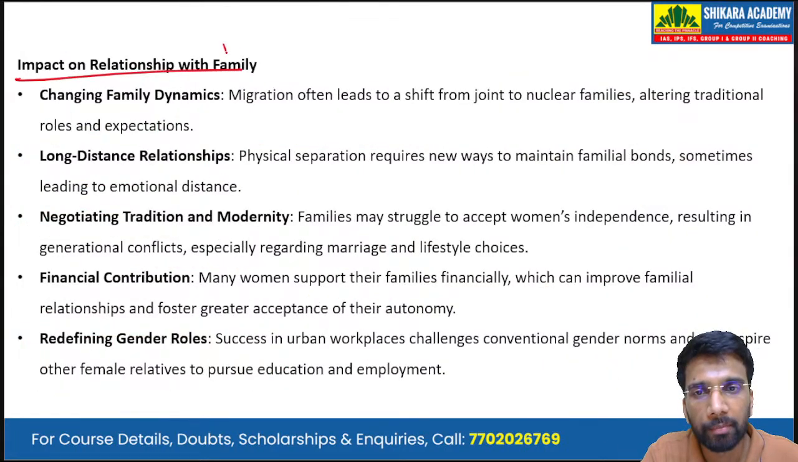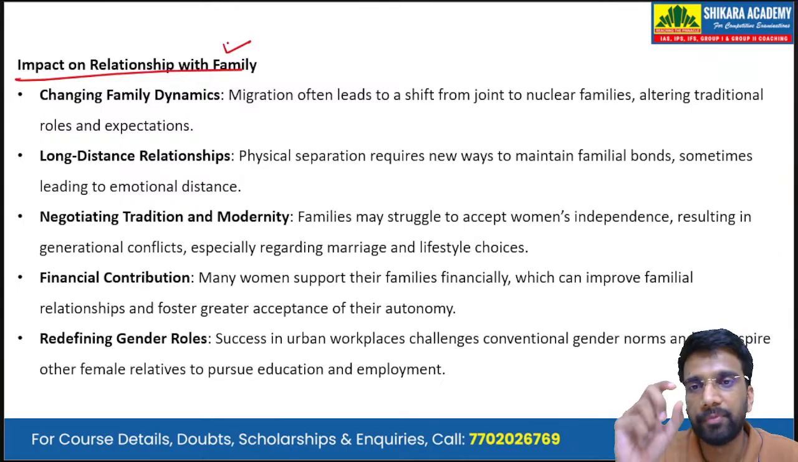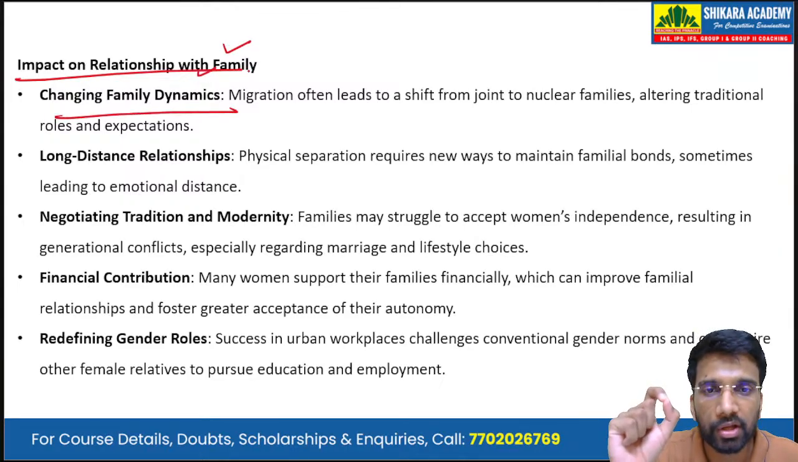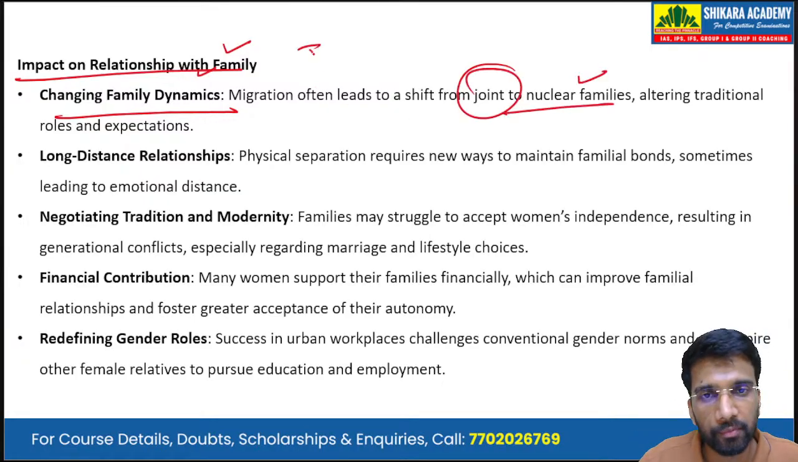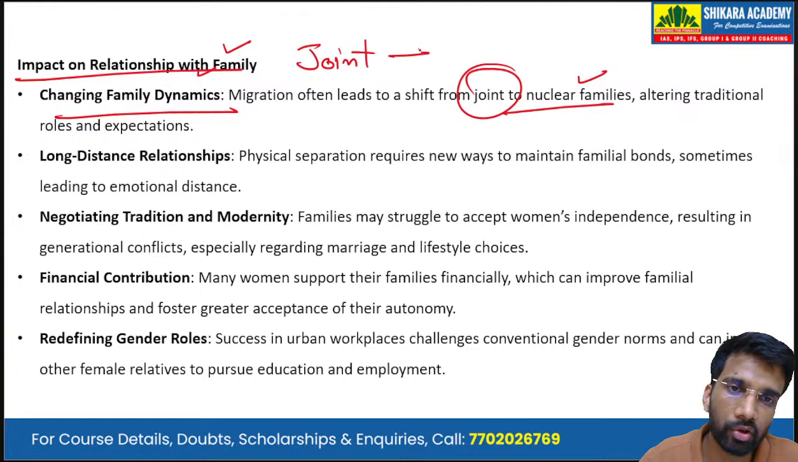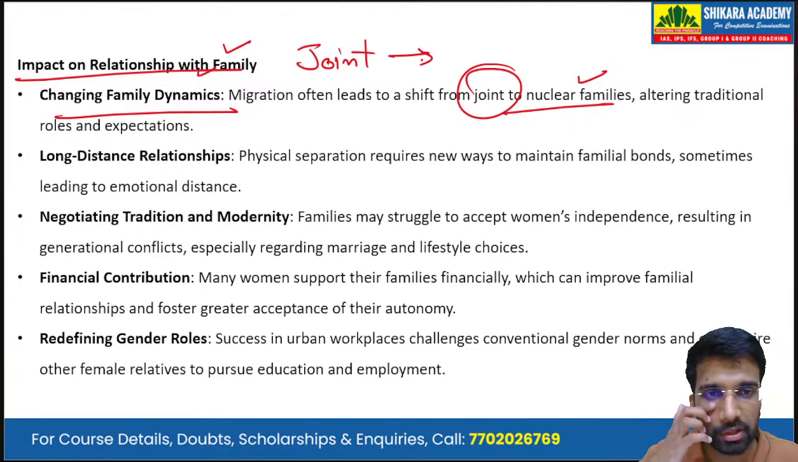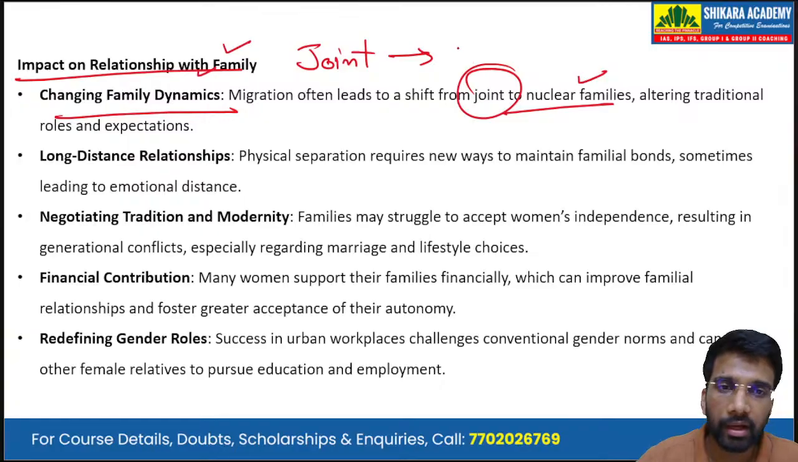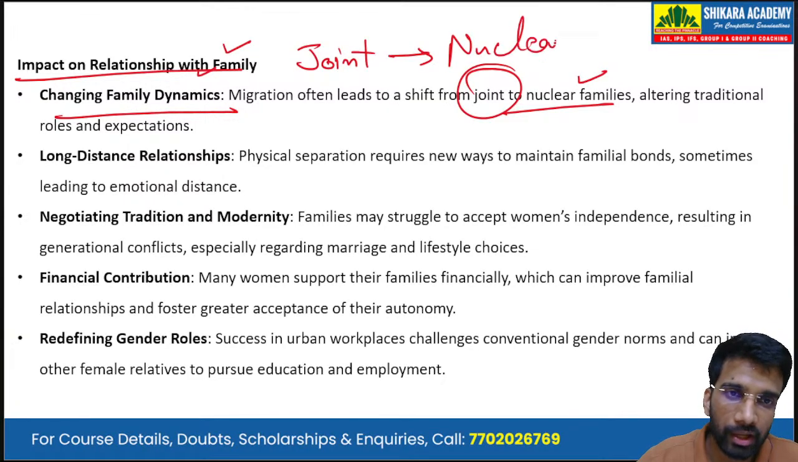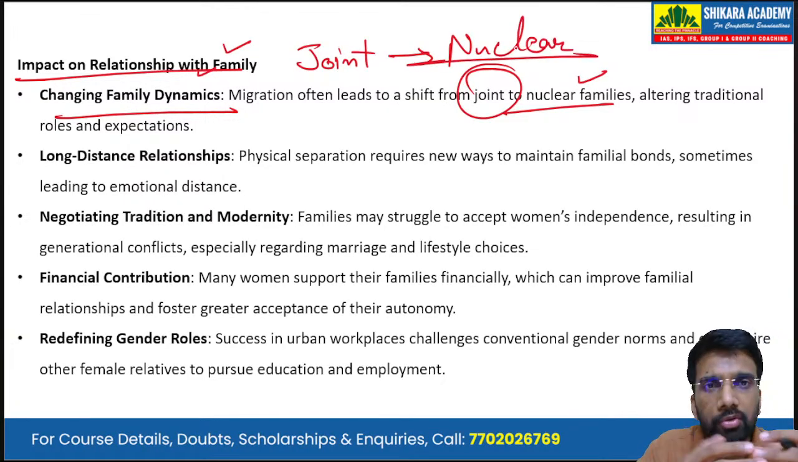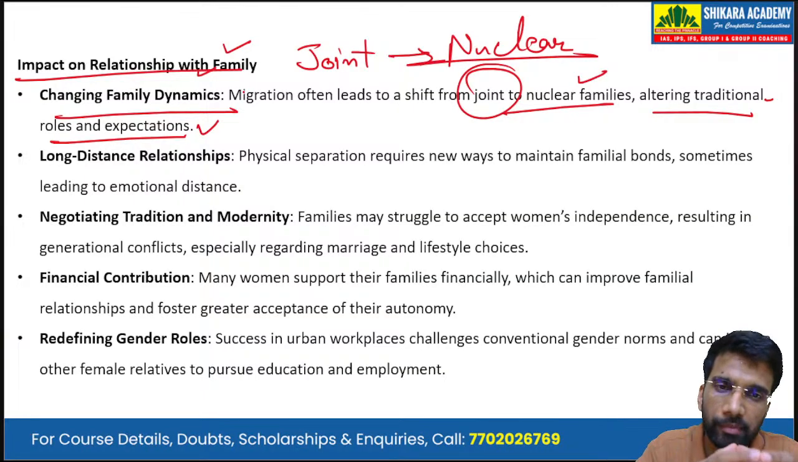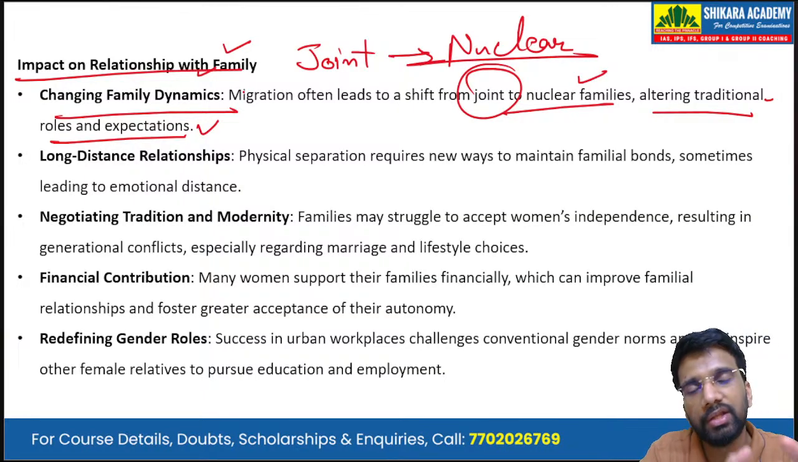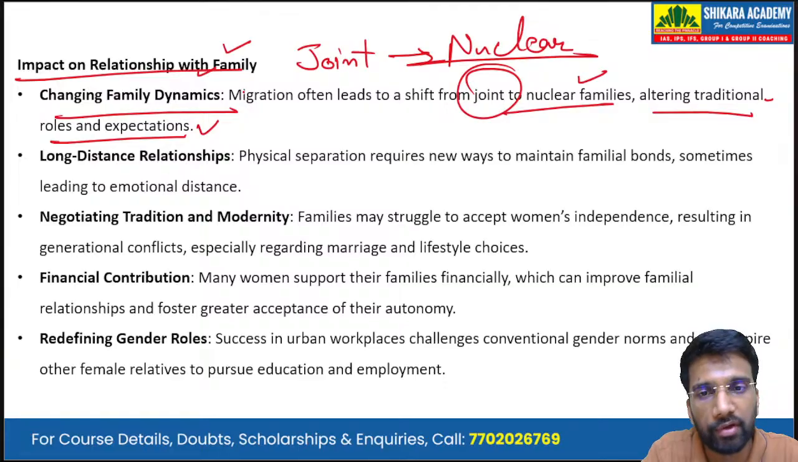Now, the impact of urban migration on relationship with family. First is the changing family dynamics. Migration often leads to a shift from joint to nuclear families. Earlier, the girls or women used to live in joint families. Now, with urban migration, the concept of the joint family has converted to the concept of nuclear families, and this alters the traditional roles and expectations. So the roles and expectations in a joint family are different from the roles and expectations in a nuclear family.